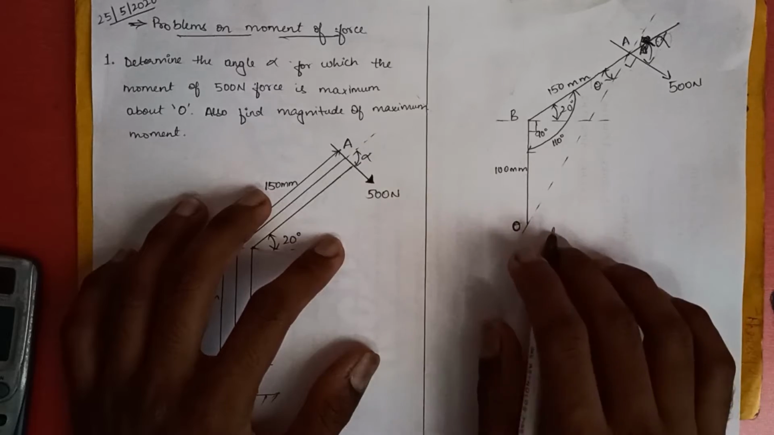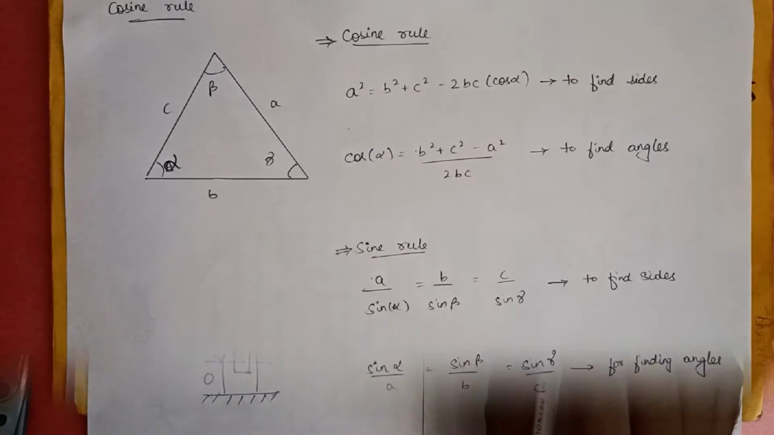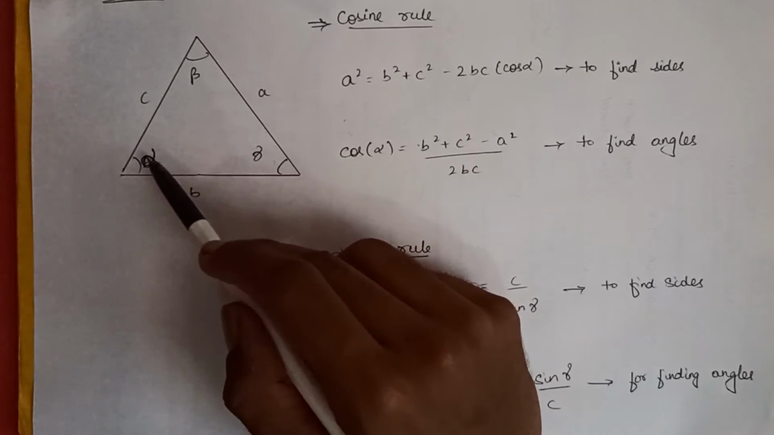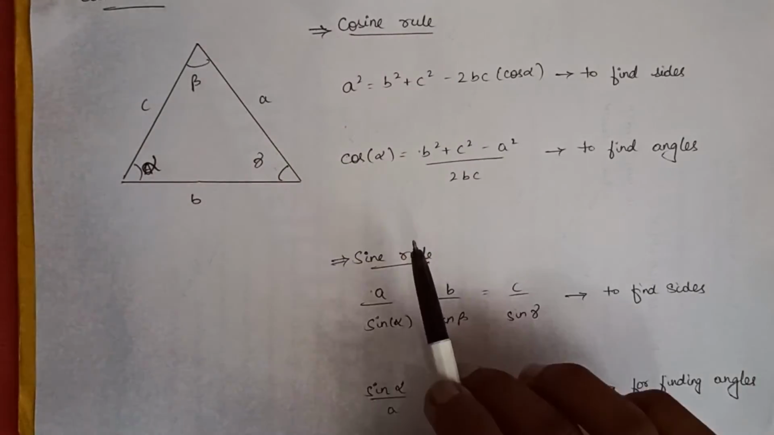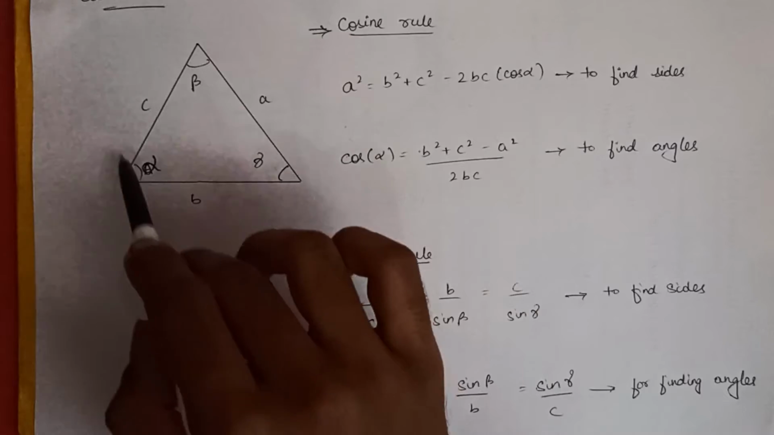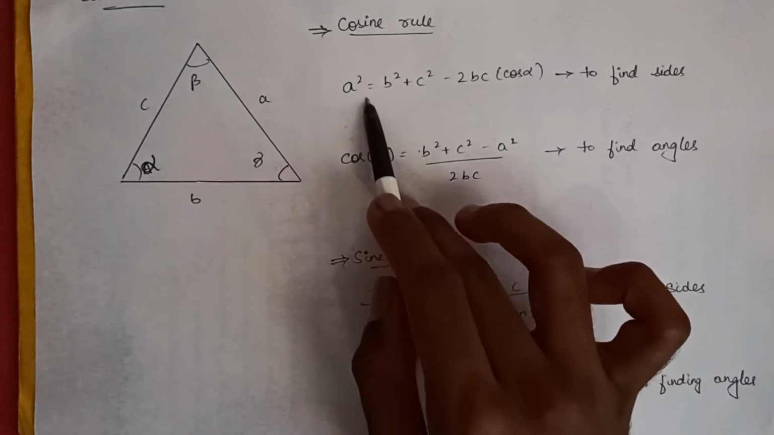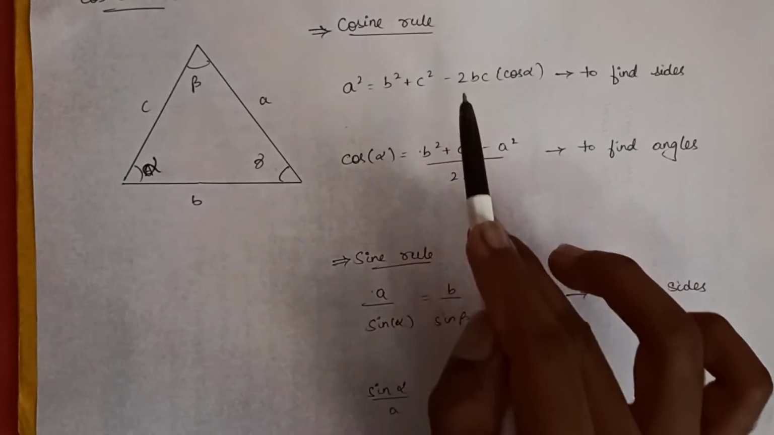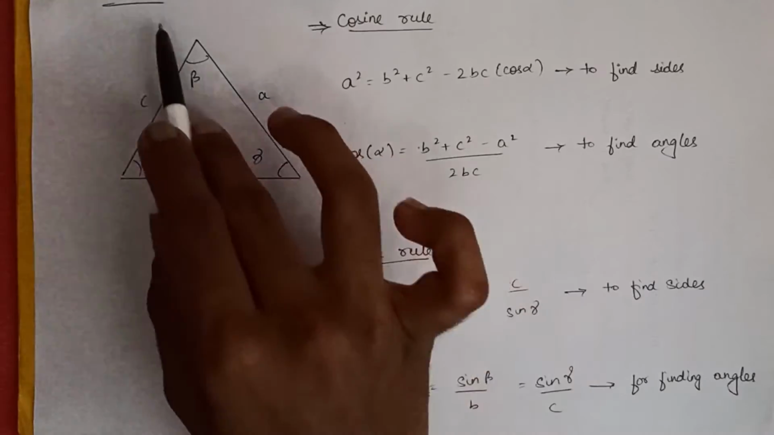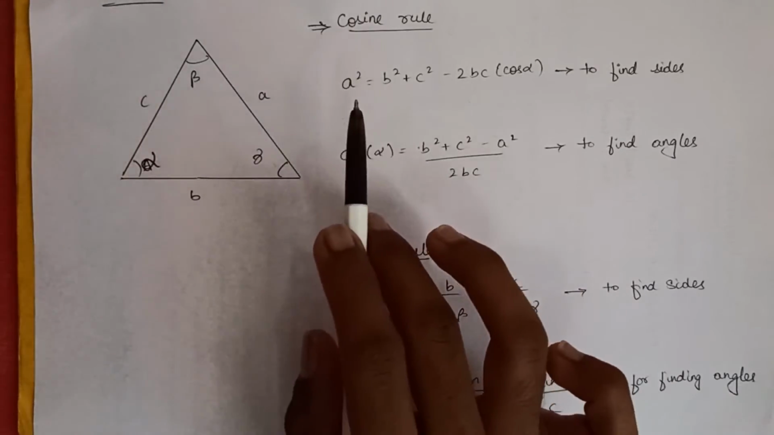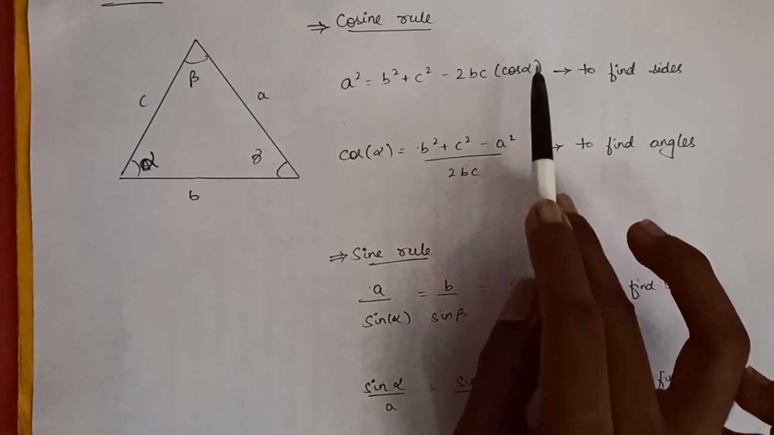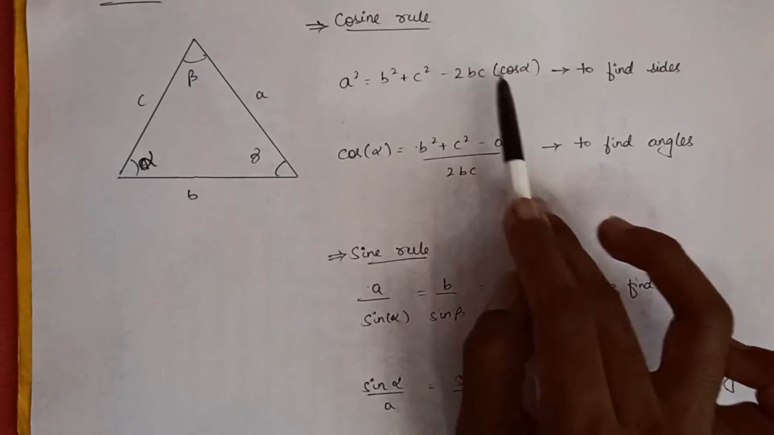Before we get into this, let me explain what the cosine rule is. Let us consider a triangle with sides A, B, C and angles alpha, beta, gamma respectively. According to the cosine rule, if you want to find any side of this triangle, this formula should be used. That is, a square is equal to b square plus c square minus 2bc cos alpha. Using this formula, you can find any side. Now this angle can vary. You can take either alpha or beta or gamma. It gives you the same answer.